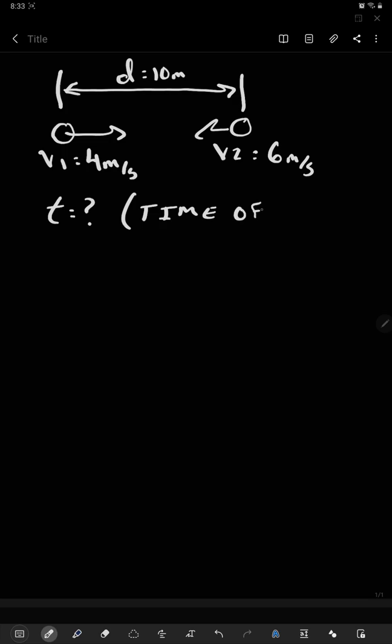Time of contact. So there are two ways to approach this. I'm going to show you using relative motion. So we're going to solve with relative motion. There's a math way to solve it: simultaneous equations, if you've heard the term.